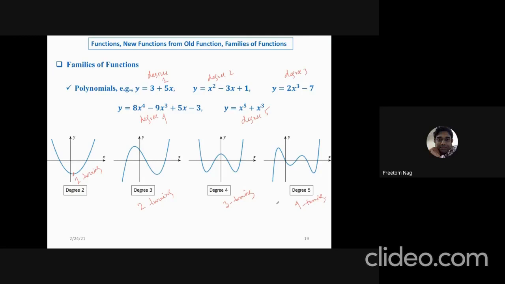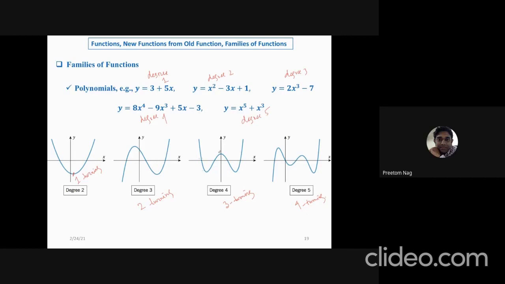We cannot draw the graph exactly, but at least we can get some idea. If we have a function of degree 7, there can be a maximum of 6 turning points. So these are basically our information about the polynomials of a function of x. And as you know, all polynomial functions are continuous functions.